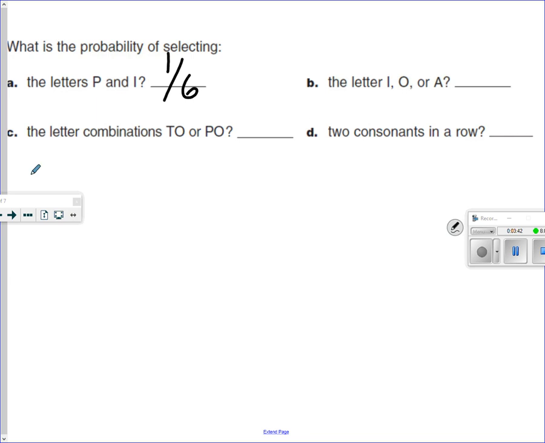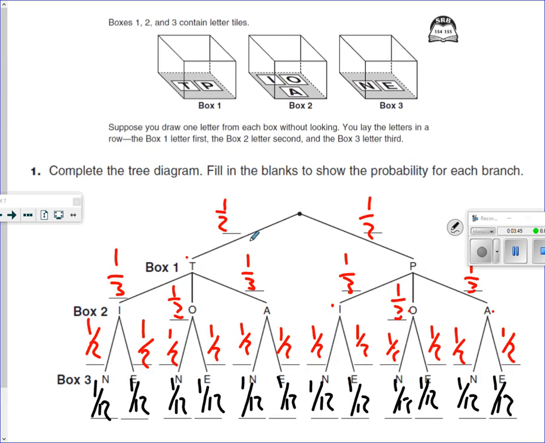So what's the probability of getting an I, an O, or an A? Well, when I'm pulling an I, O, or an A, don't you think there's a 100% chance of me pulling that? I'm going to get one of those, right? An I, an O, or an A. So either way, when I'm pulling out all three of these, I will always get an I, an O, or an A. So it'd be 1/3 plus 1/3 plus 1/3.